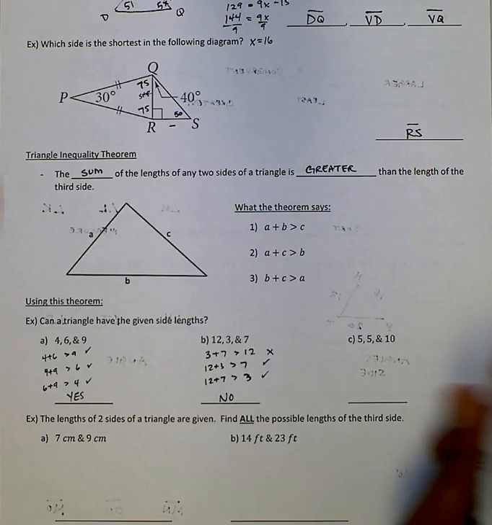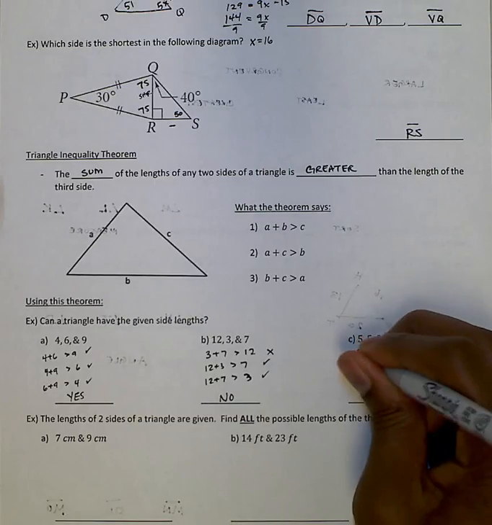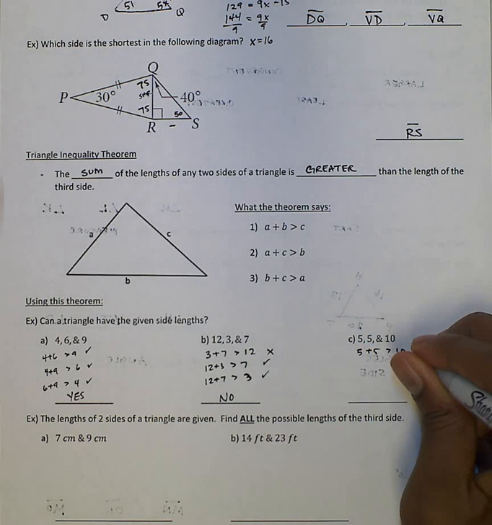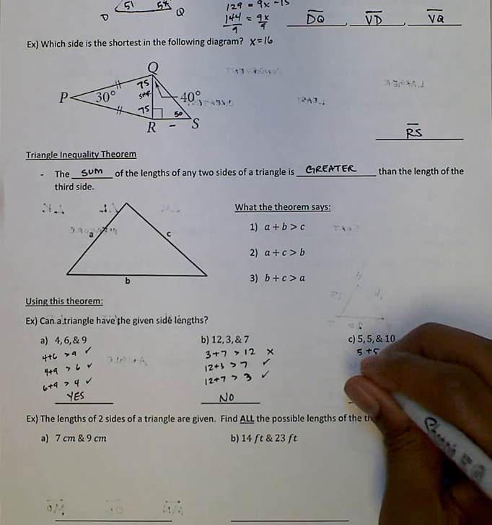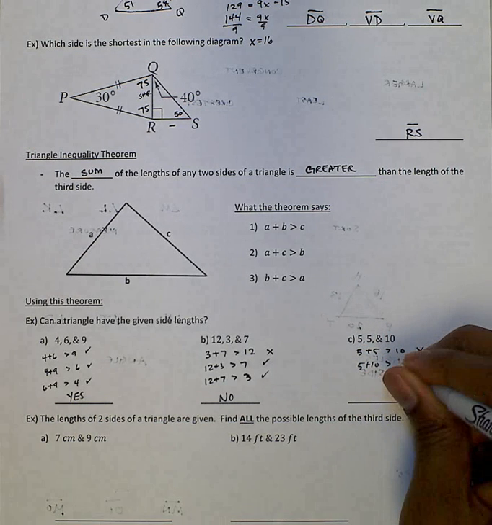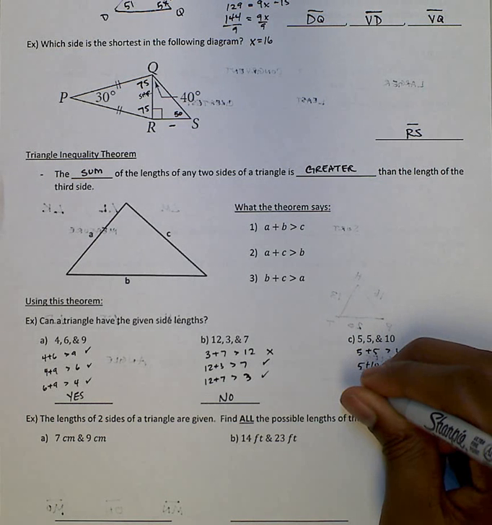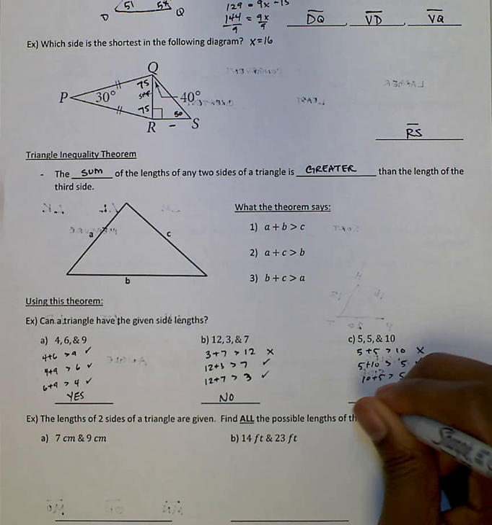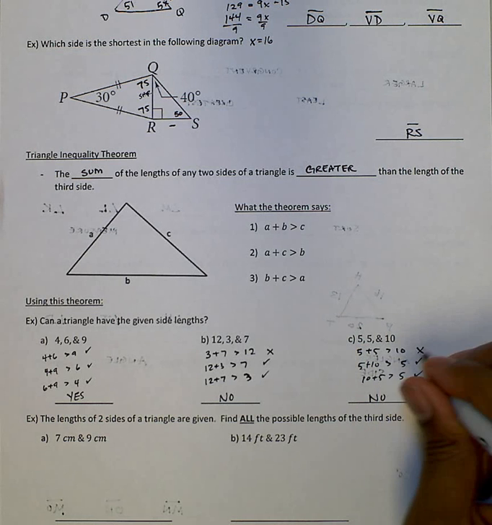Okay. All right, for C, we have 5 plus 5 greater than 10. Is that true? No, it's not true. So it won't work. We could do that again, or we could do 5 plus 10 greater than 5, obviously. 10 plus 5 greater than 5, obviously. Okay, but it does not work. Remember, it has to be greater than, not equal to.